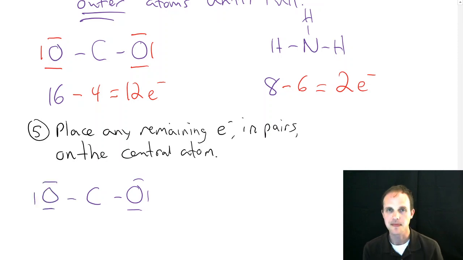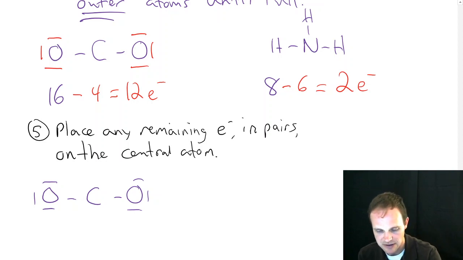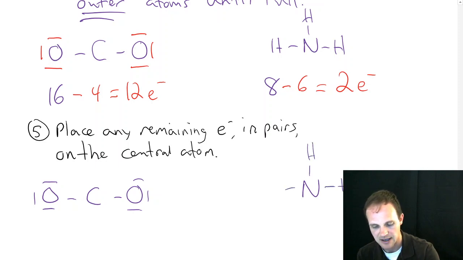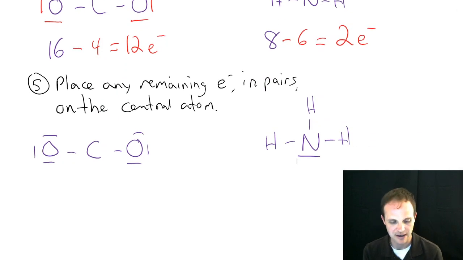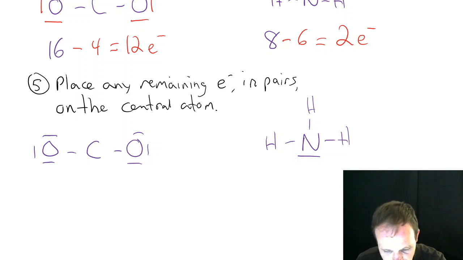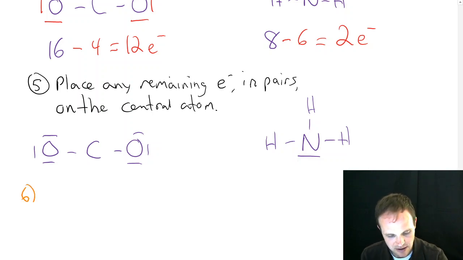So I just draw my CO2 looking like that. On the right-hand side, my ammonia, NH3, what did I do? I didn't use any. I still have 2 electrons left, so I draw this from my last step. And now I can put an electron pair on my central atom by drawing that on my nitrogen right there.